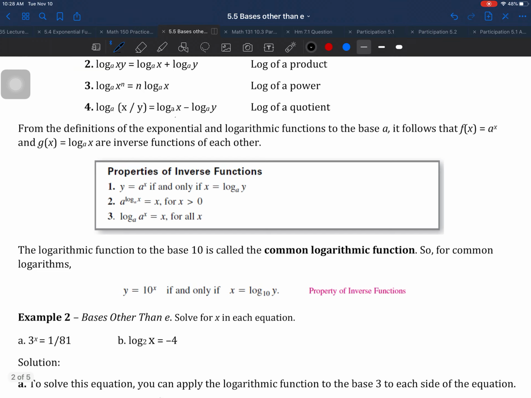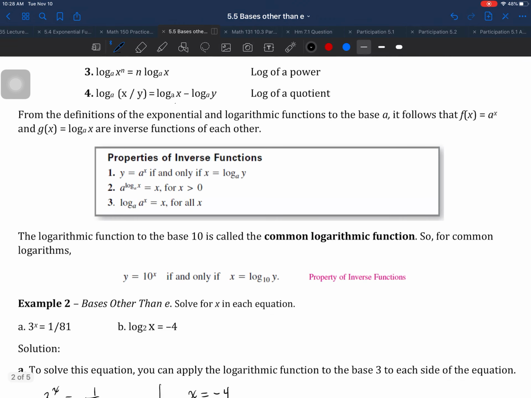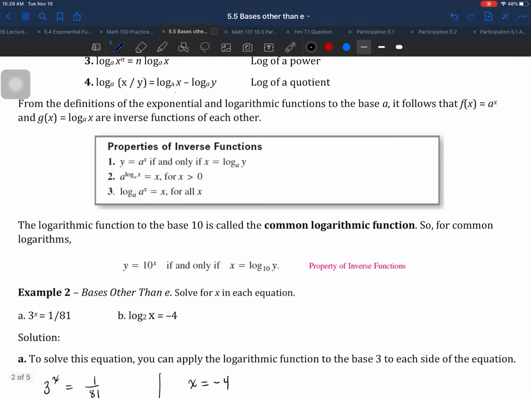From the definitions of the exponential and logarithm functions to the base a, it follows that f of x equals a to the x and the logarithm g of x equals log base a of x are inverse functions of each other, right? Just like before, we can argue that those two are inverses of each other. So whenever we have y equals a to the x, it's true if and only if x equals log base a of y, meaning that you interchange the x and the y. In other words, this is the input of an exponential, and this is the input of a logarithm.